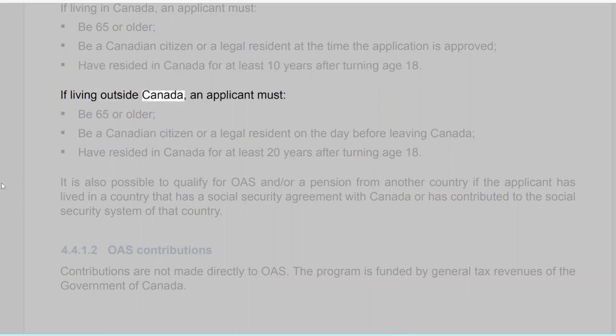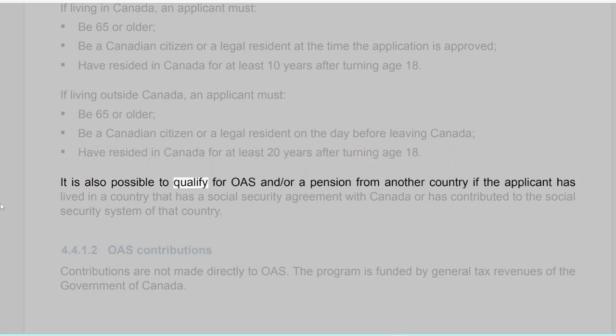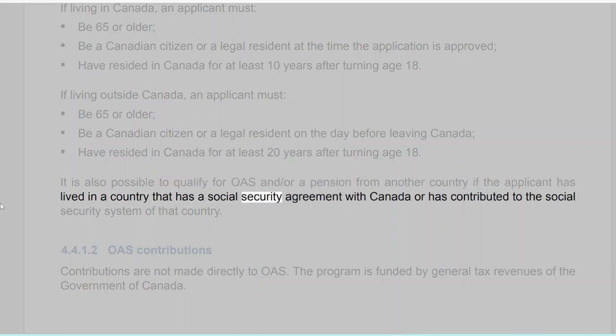If living outside Canada, an applicant must be 65 or older, be a Canadian citizen or a legal resident on the day before leaving Canada, and have resided in Canada for at least 20 years after turning age 18. It is also possible to qualify for OAS and or a pension from another country if the applicant has lived in a country that has a Social Security agreement with Canada or has contributed to the Social Security system of that country.